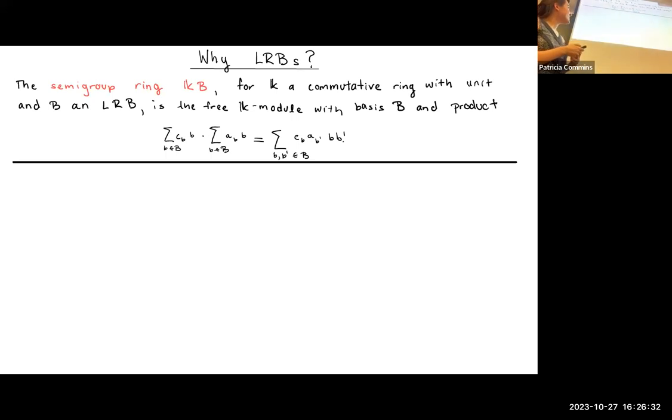Okay. And then I wanted to say a little bit about why one might want to study LRBs. It seems like when people study LRBs, a lot of times they're actually studying the semigroup ring or algebra associated to it. So if you take some commutative ring K with a unit, you can think about the semigroup ring as being the free K module with basis B, and multiplication works in the way that you'd expect.